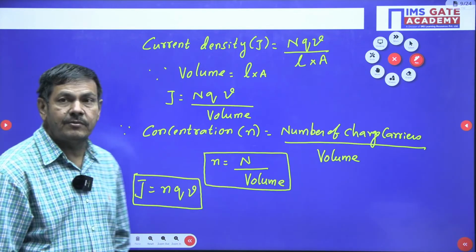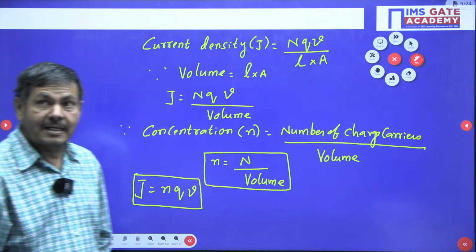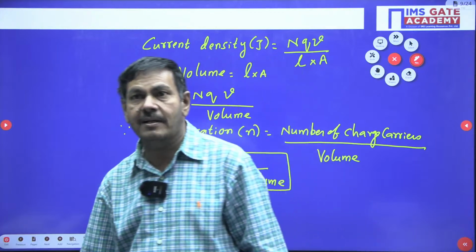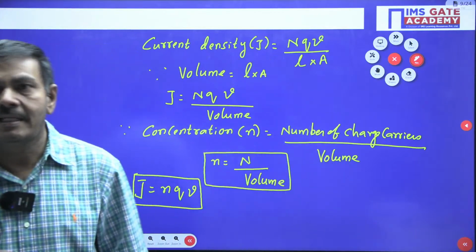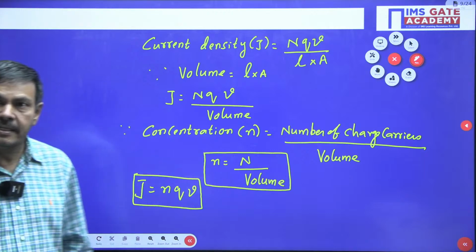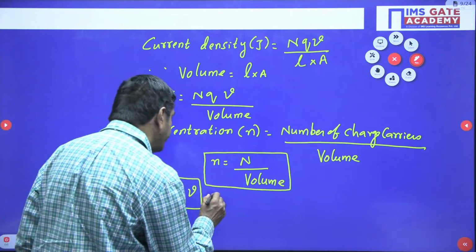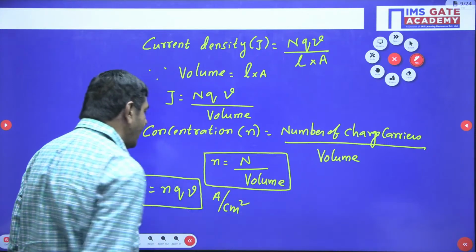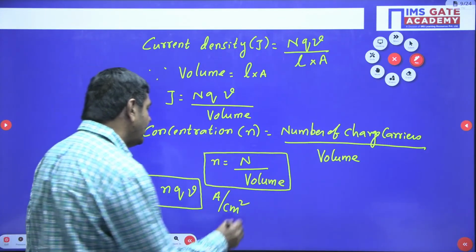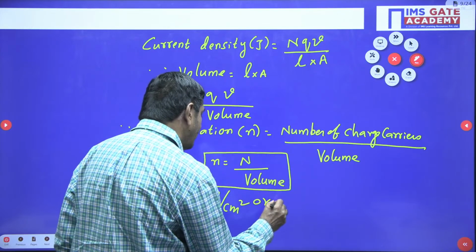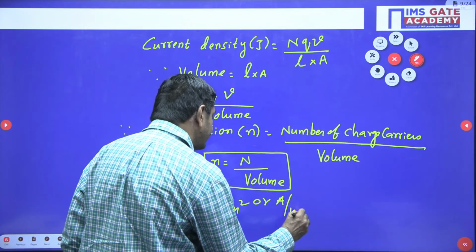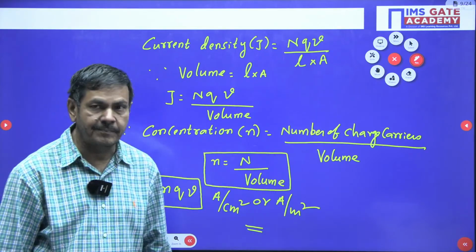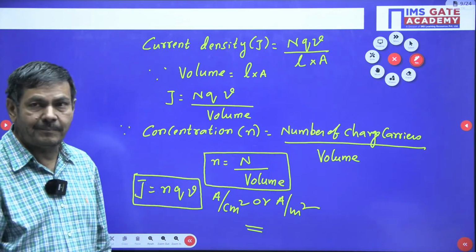What units can you give for the current density? Current density, as per the starting definition, is the ratio of current to the area. Current by area, I said. Current means amperes, area means cm square. Amperes per cm square is allowed, or amperes per meter square is also accepted. Anyone you can use. This is the current density formula.